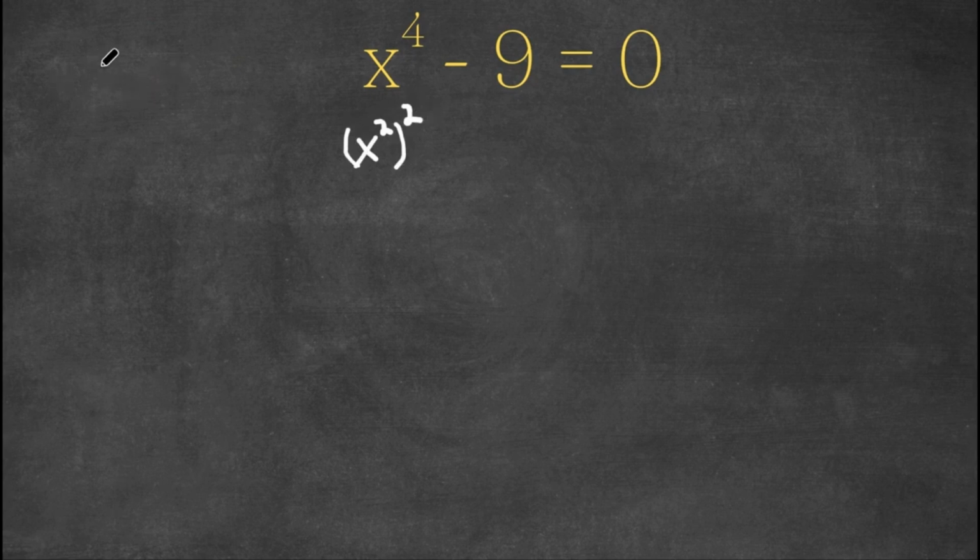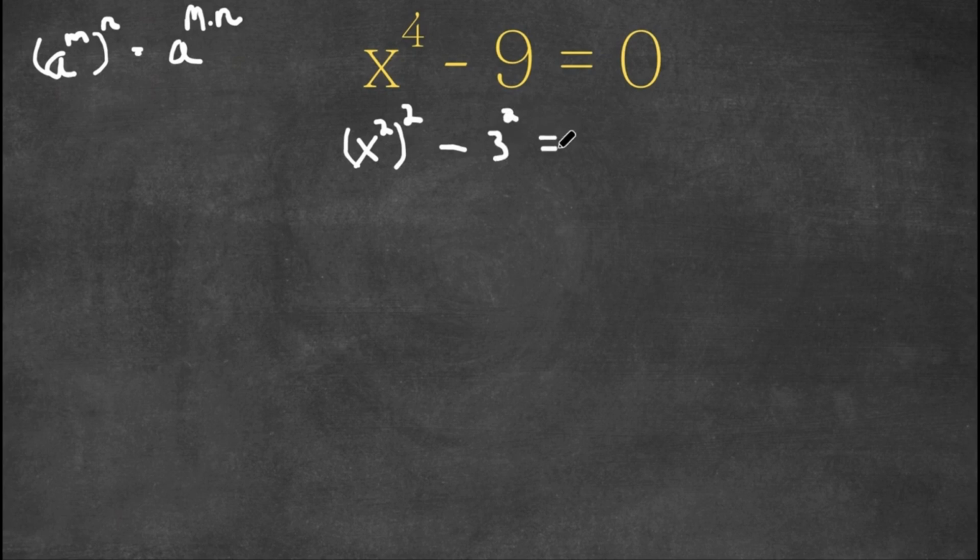Because remember, an important property of exponents is that a to the power of m to the power of n is also equal to a to the power of m times n. So what I'm doing is simply reversing this, converting it back to its original form. So x squared to the power of 2 minus, I'm going to change 9 to 3 squared. And this is still equal to 0.